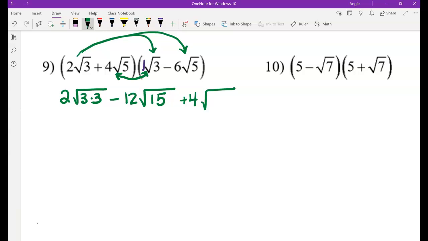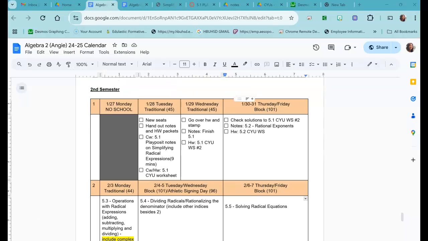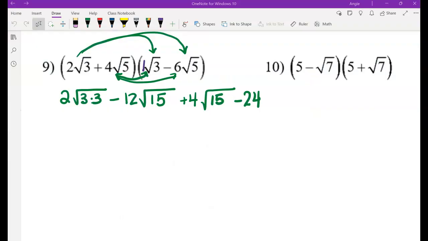Oh, come on. Okay. Now last, okay. 4 rad 5 times negative 6 rad 5, students. On the outside, it's going to say negative 24. And remember, sorry guys, my computer was glitchy and it closed down my little page here.